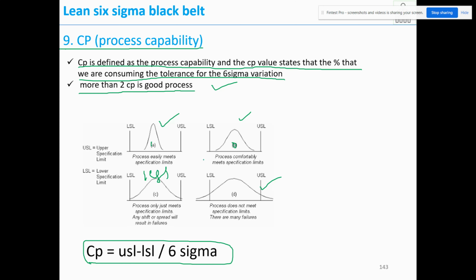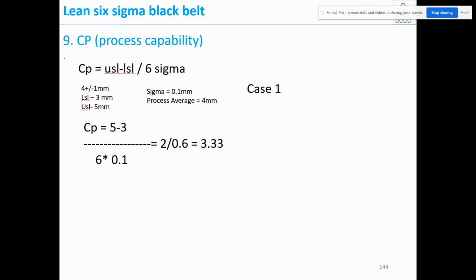Now let us see with an example. The formula for CP, as we said, is CP equals USL minus LSL divided by 6 sigma. So what is 6 sigma? It is the total variation that happens in the process. Now here, this is the specification. The lower specification limit is 3 mm, the upper specification limit is 5 mm. Sigma for this particular example is 0.1 mm. The process average is 4 mm.